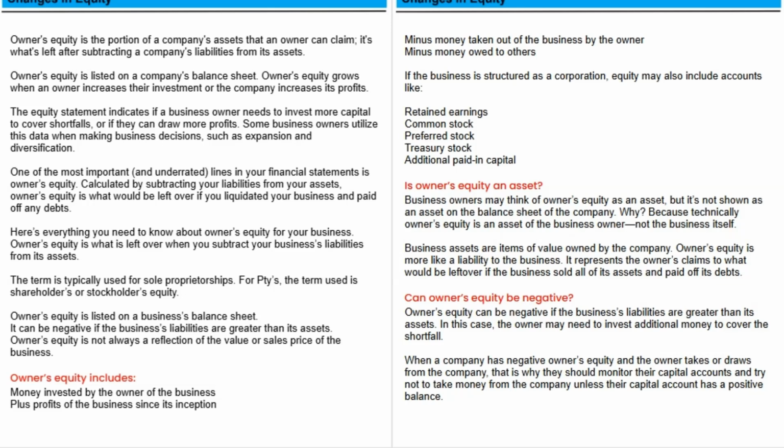Owner's equity can be negative if the business's liabilities are greater than its assets. In this case, the owner may need to invest additional money to cover the shortfall. So, when a company has negative owner's equity, and the owner takes or draws from the company, they should monitor their capital accounts and try not to take money from the company unless their capital account has a positive balance.